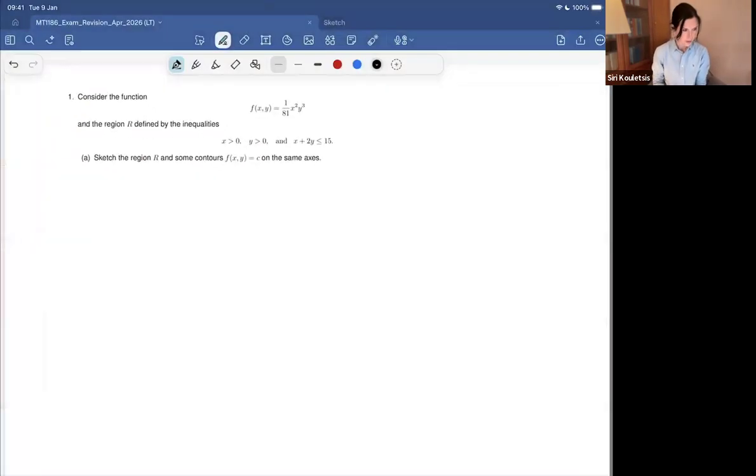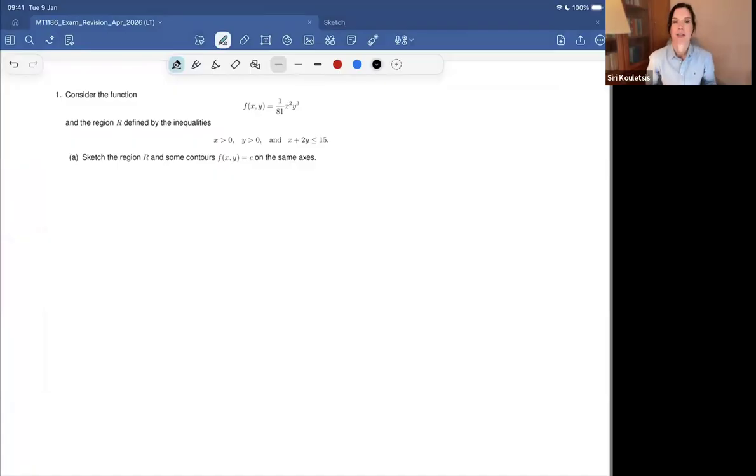And we're going to start with a question on the method of Lagrange multipliers. The question reads: consider the function f of x and y equals 1 over 81 x squared y cubed, and the region R defined by the inequalities that x and y are greater than 0 and x plus 2y is less than or equal to 15. And the first task is to sketch the region R and some contours f of x and y equals c on the same axis.